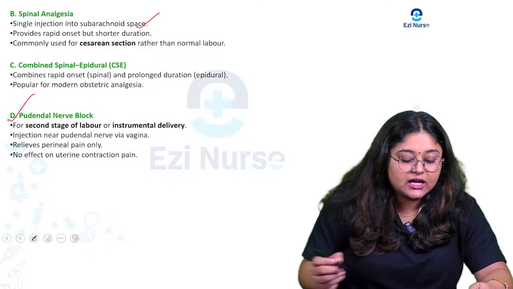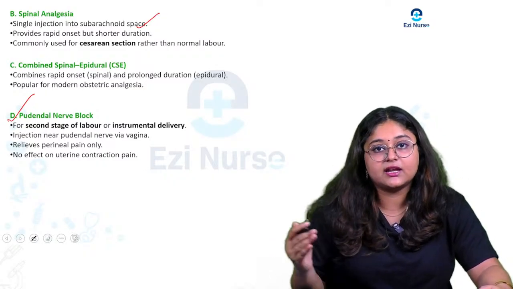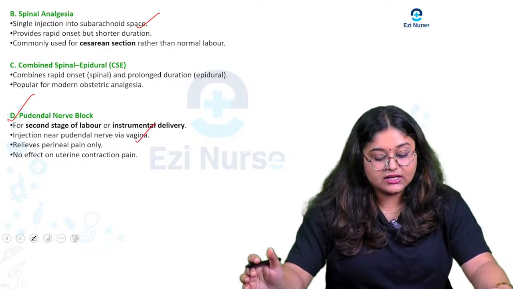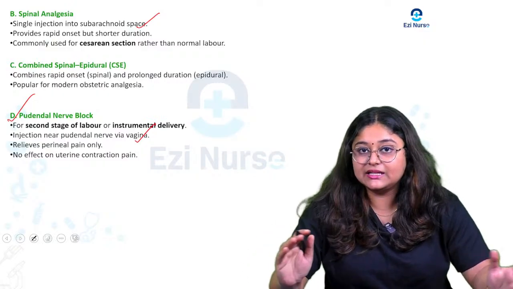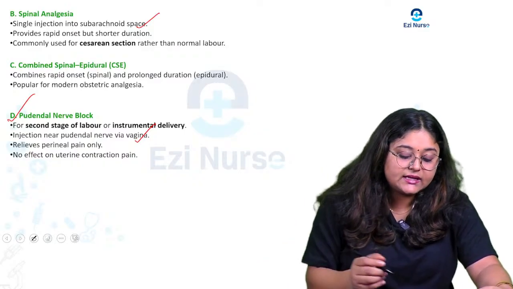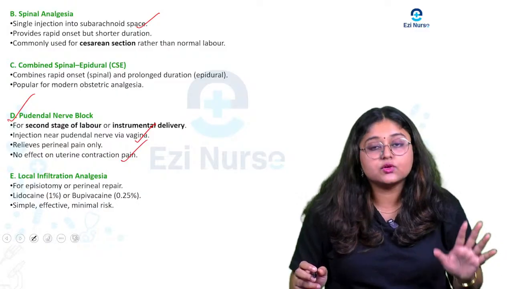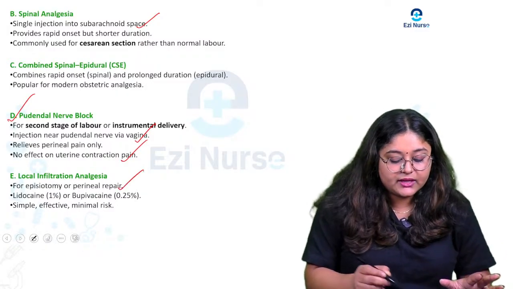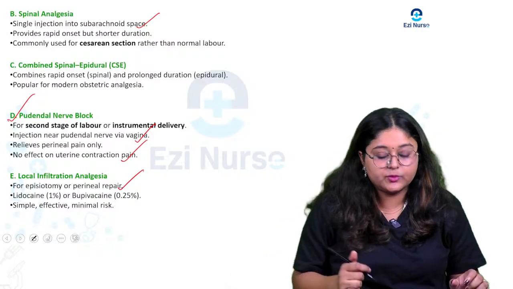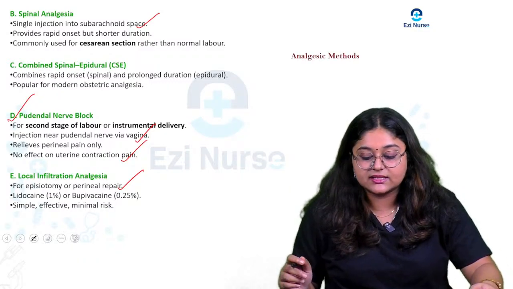Next is the pudendal nerve block. They use this for the second stage of labor or instrumental delivery, and you can give this injection near the pudendal nerve via the vagina, and it relieves the perineal pain only, with no effect on the uterine contraction. Next is local infiltration analgesia. For episiotomy or perineal repair they inject it, for example lidocaine 1% or bupivacaine 0.25%, and it is simple, effective as well as minimal risk.